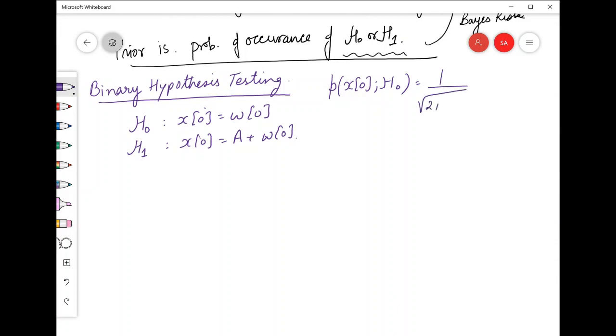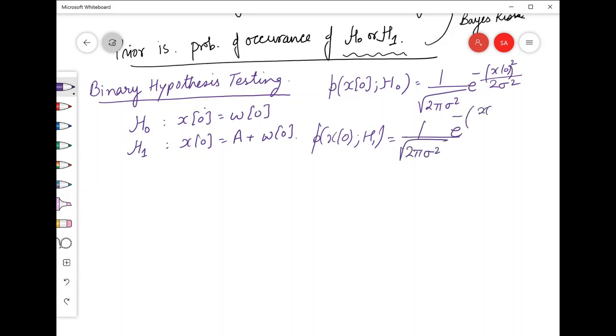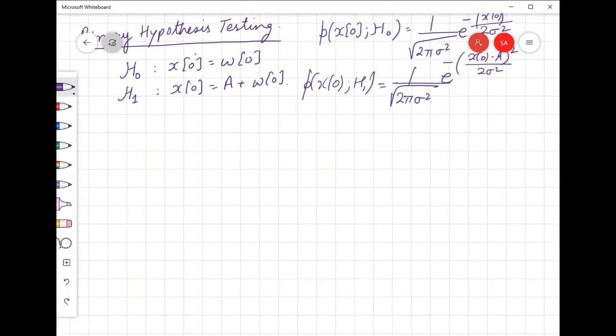1 over under root 2 pi sigma square e power minus x0 whole square over 2 sigma square, and the probability of x0 given h1 is equal to 1 over under root 2 pi sigma square e power minus x0 minus A whole square over 2 sigma square. Now let me draw these two graphs, and then we will discuss a few more essential things.